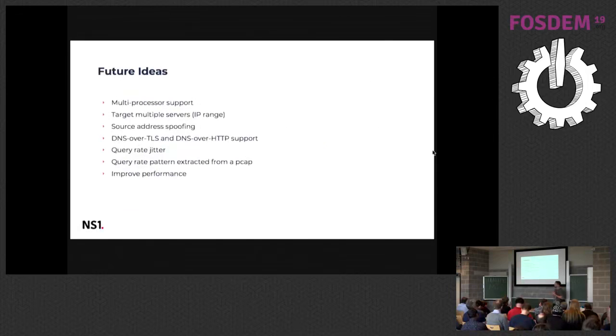We have some ideas to improve this tool further. We definitely want to improve the use of the resources on the machine. So we want to support multiple CPUs. We want to be able to target multiple servers or IP ranges within a single run. We wanted to spoof the source address because this is used for testing as well. We'll probably add DNS over TLS, DNS over HTTP, if someone has a need for that. Yes. And query rate is something that we control only with this QPS flow or configure statically at the beginning. So we were looking into extracting, for instance, the rate from PCAP and then just pretending that the rate is the same.